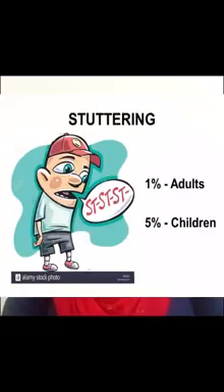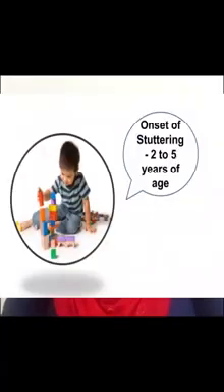Today I'm here to give a brief overview about stuttering. Stuttering is a speech disorder characterized by disruptions in the normal flow of speech. About 1% of adults and 5% of children stutter. Stuttering is generally seen during childhood, and the onset of stuttering is anywhere between 2 to 5 years of age.